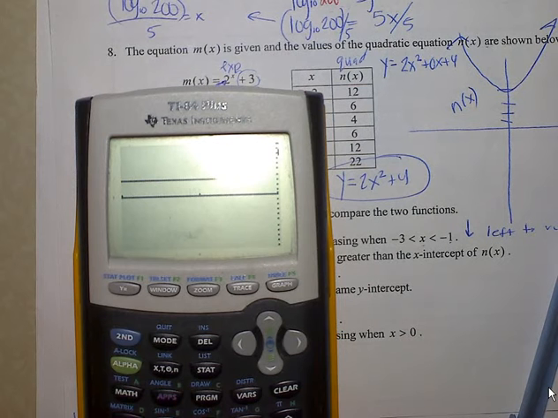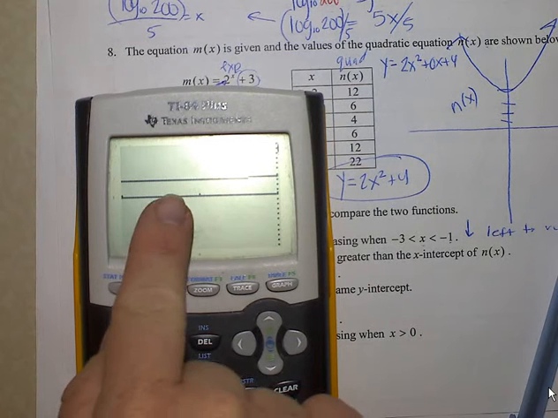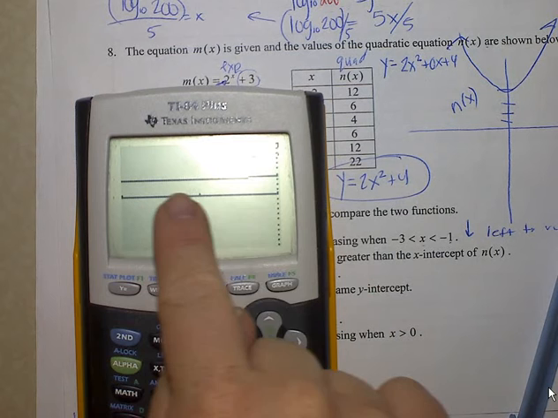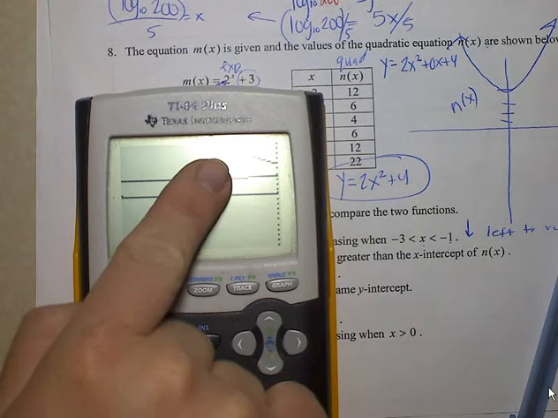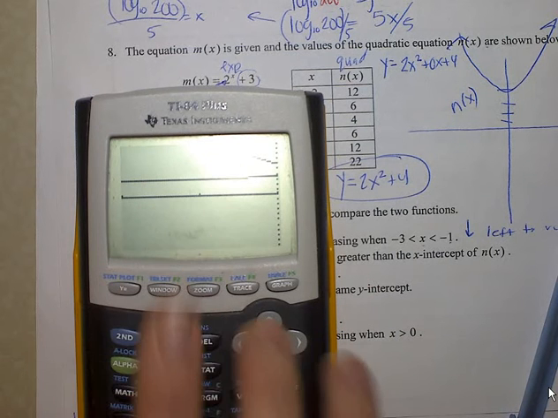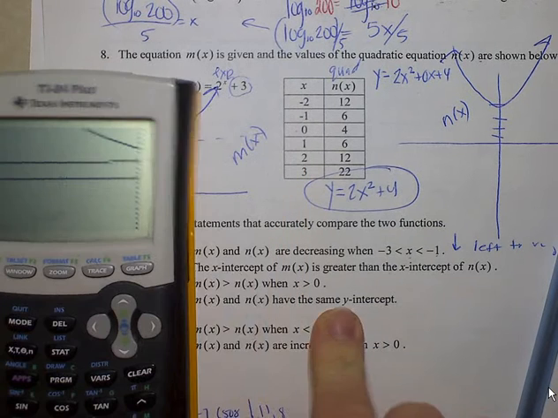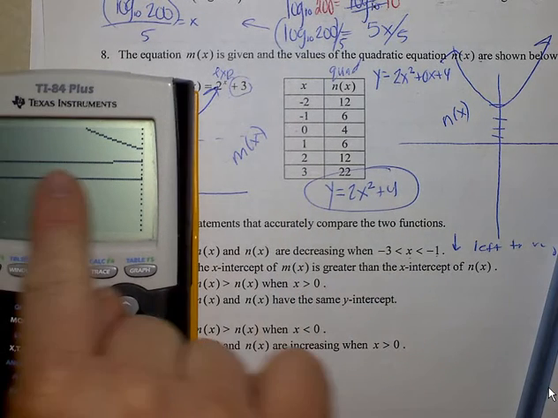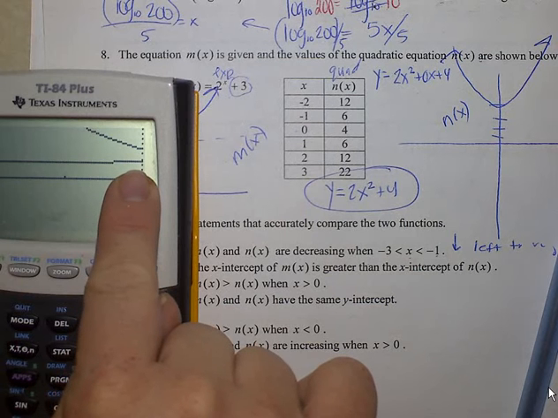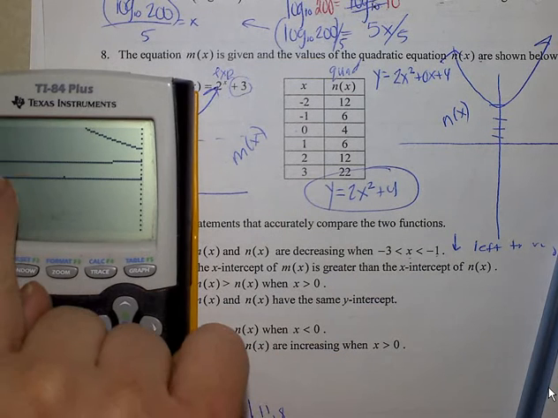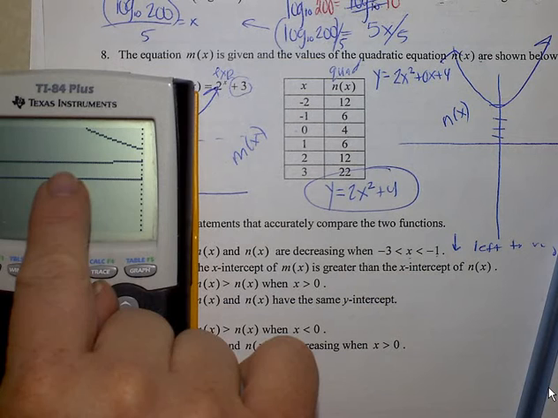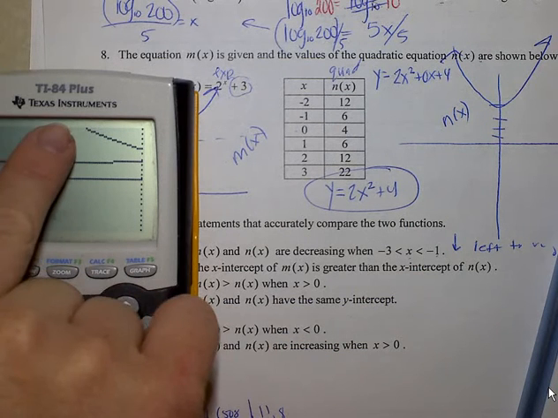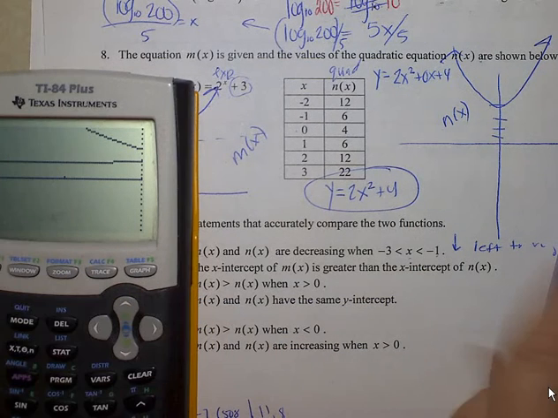Okay, that's the first graph of the exponential, and we can see it's slowly moving up. This is the second graph of the quadratic, and it's slowly moving down. So this statement says both functions are going down from -3 to -1. Is that true? Because in reality, what's this first one? It's actually slowly going up. Yes, the second function is going down, but not the first. So this is a false statement.